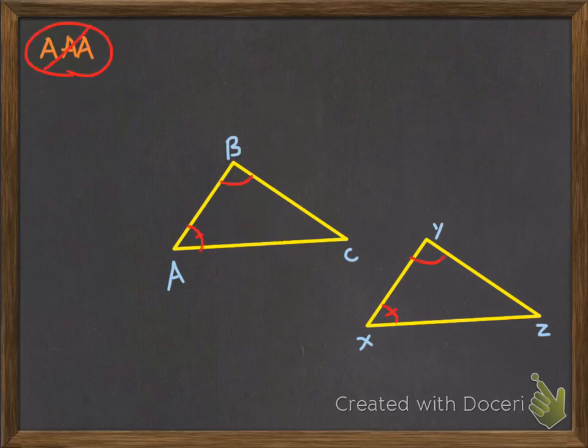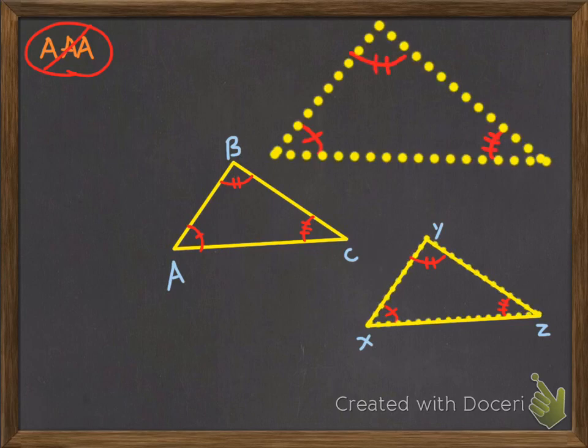The last one is angle, angle, angle. If you have three congruent angles, and we learned about this in our transformations unit, you could have two congruent triangles, but there are many, many cases where you could not. And this is simply a dilation. So you have three congruent angles, but obviously the triangle is much bigger. It's not the same size and shape, so it's not congruent.